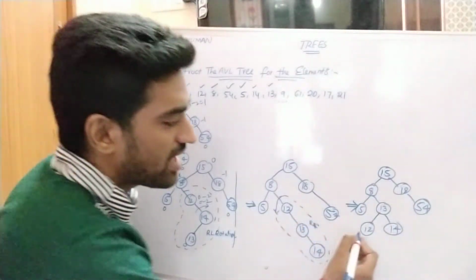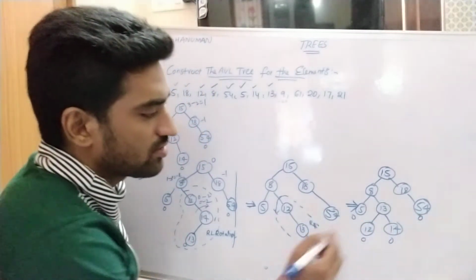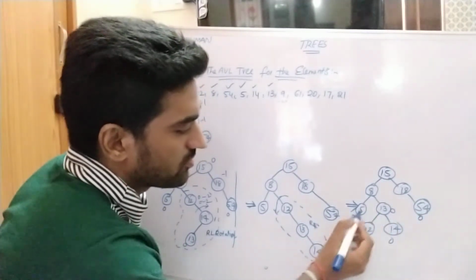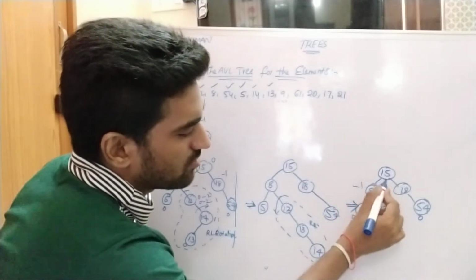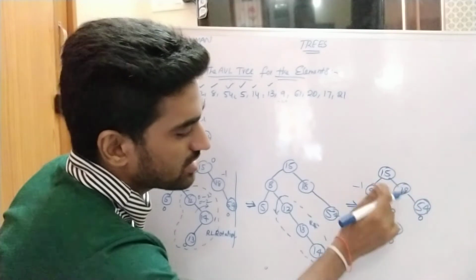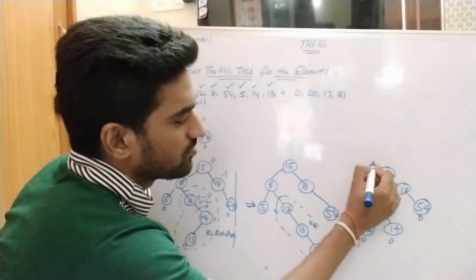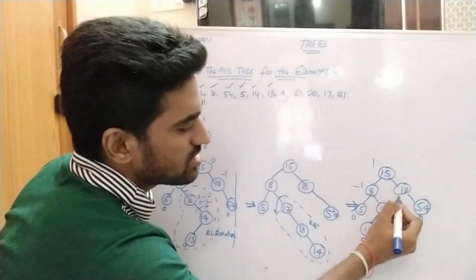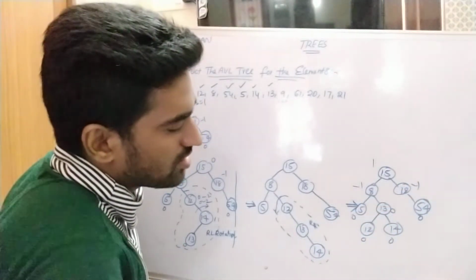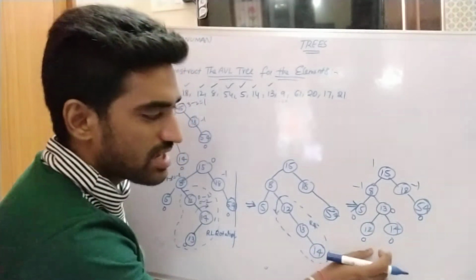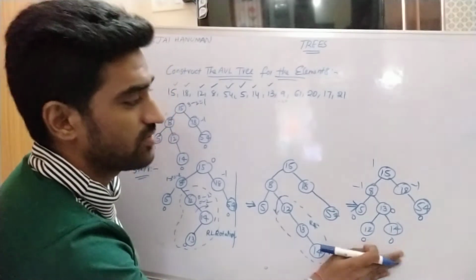Now we are calculating the balancing factor 0, 0, 0, 0. Fine. So here 1 minus 1, 0. For this 1 minus 2, minus 1. For this 1, 2, 3. Longest path 1, 2, 3. 3 minus 2, 1. For this one 0 minus 1, minus 1. Fine. So now this tree satisfies the balancing factor property as well as the binary search tree property. So that's why this is an AVL tree.